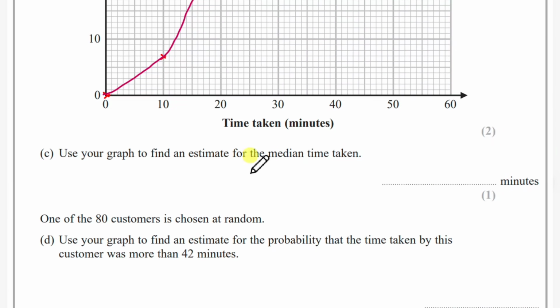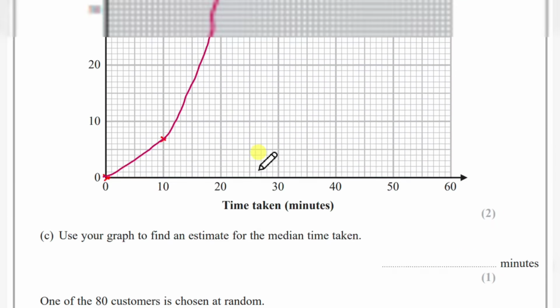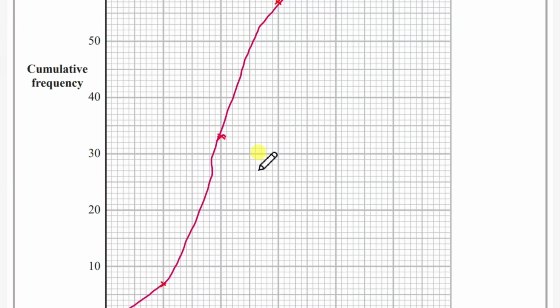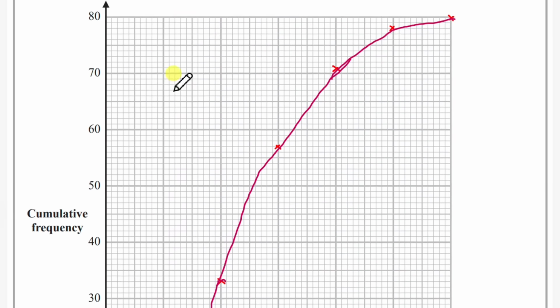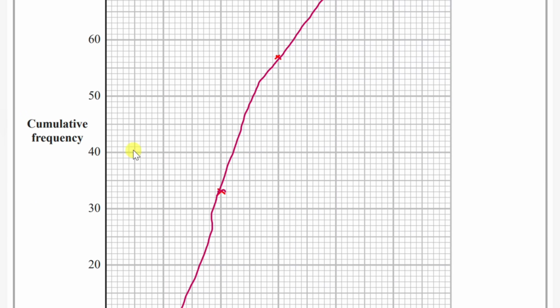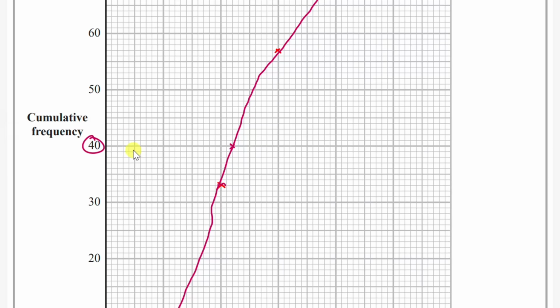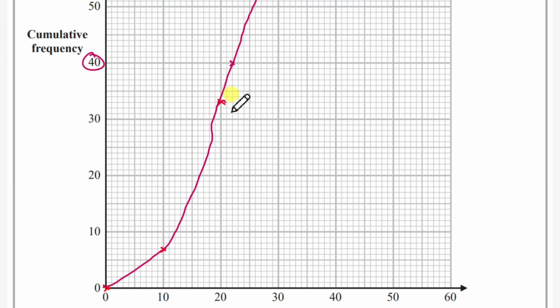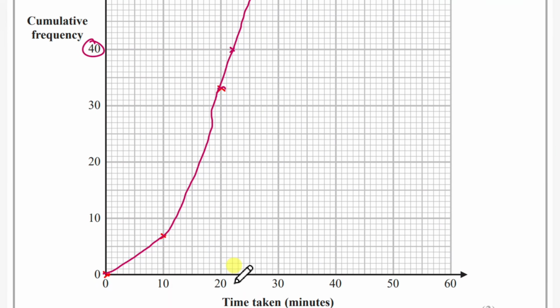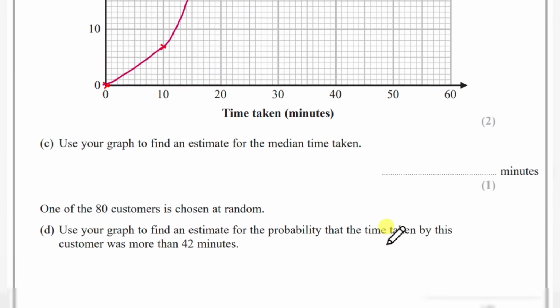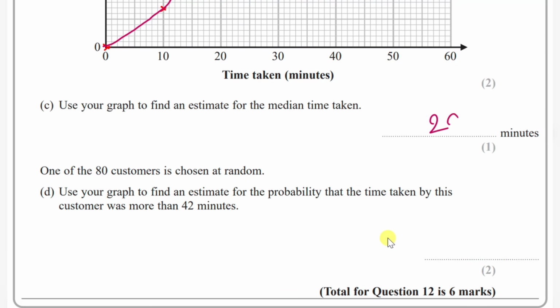Use your graph to find the estimate for the median. So the median just means the middle person from the cumulative frequency. If there's 80 people, then you can assume that the middle value is 40. It's the halfway mark. So 40 means this coordinate here, and that means this coordinate here is going to be a median time of 22, give or take. 22 minutes, I believe.